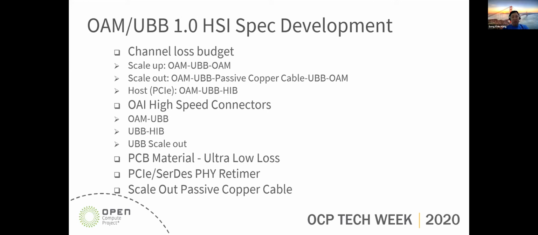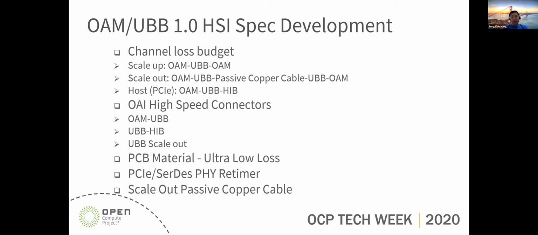We also looked into the host interface, from the OAM to the UBB and then to the HIB, and that is on PCIe Gen 4. At the same time, we are also looking into what is the right high-speed connector for the OAM and the UBB, and also for the scale up and HIB. Those connectors are based on the goal for the spec that we want to have, and then we talked to the vendors and did the SI assessment and the power assessment, and then we came up with the connector spec.